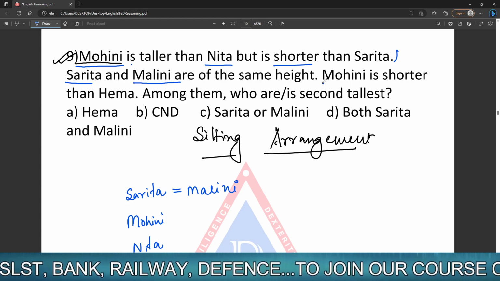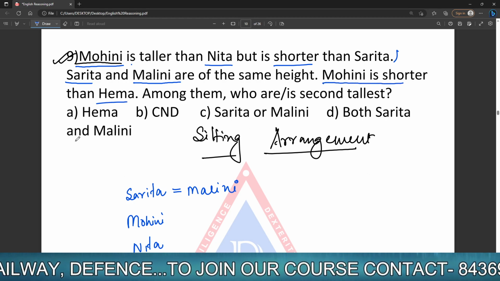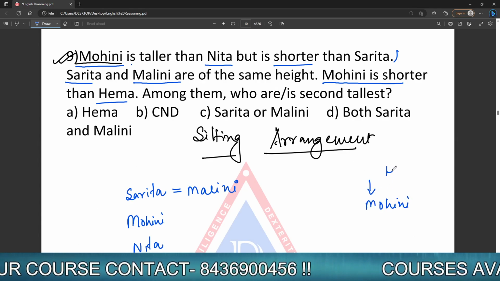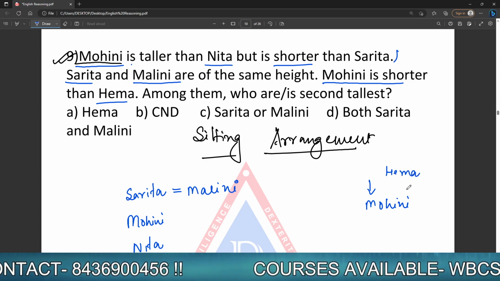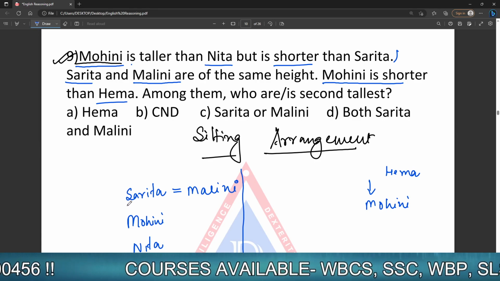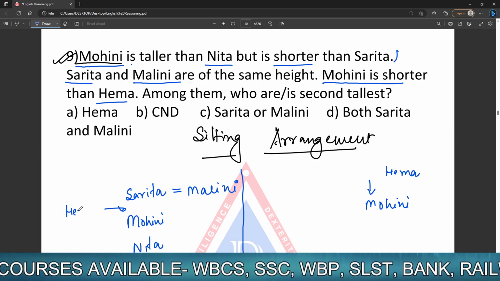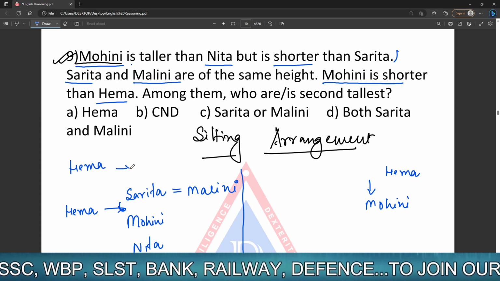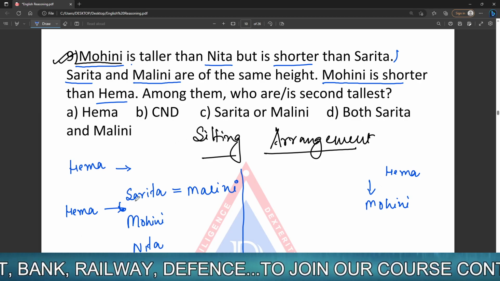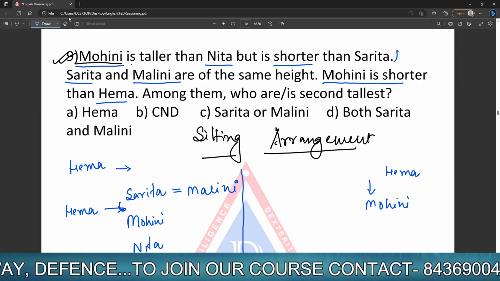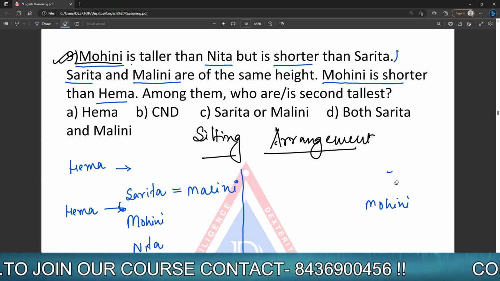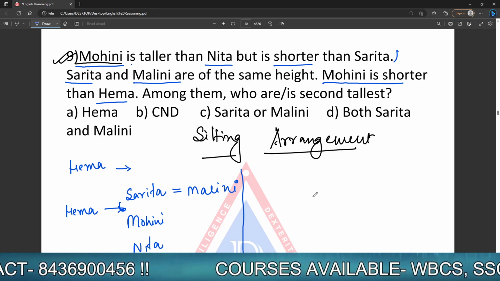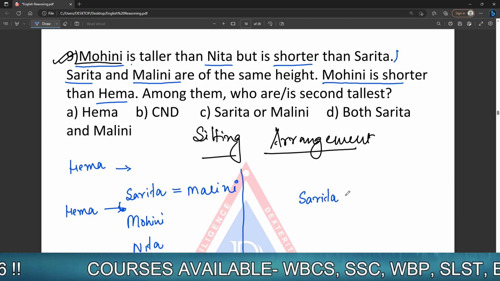Now Mohini is shorter than Hema. It states Mohini is shorter than Hema. So Hema can be here or Hema can be here. I'm just doing another possible situation. So it is given Sarita is equal to Malini.